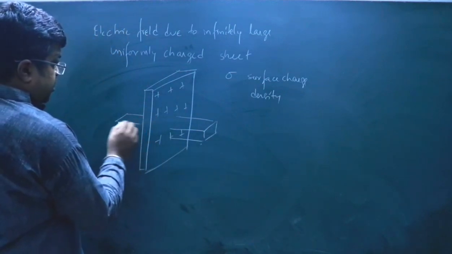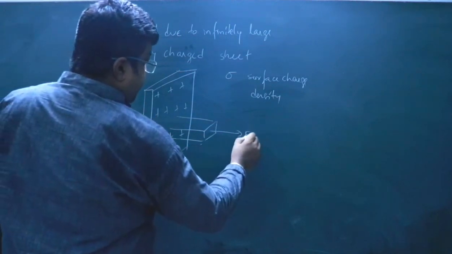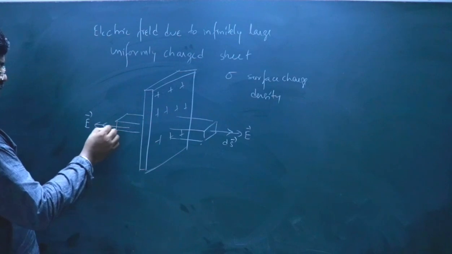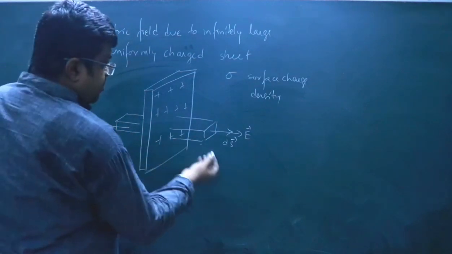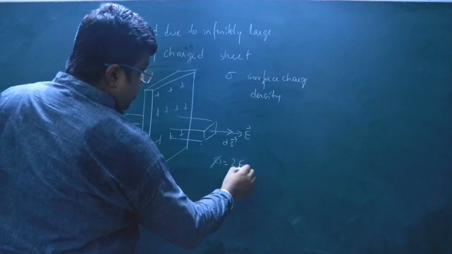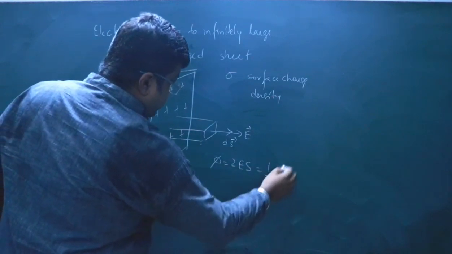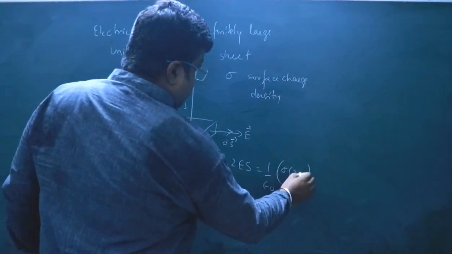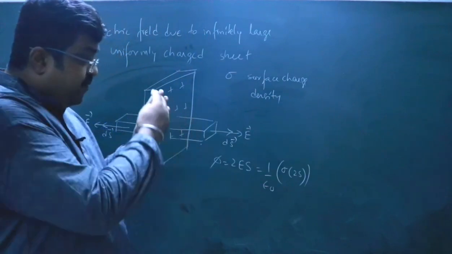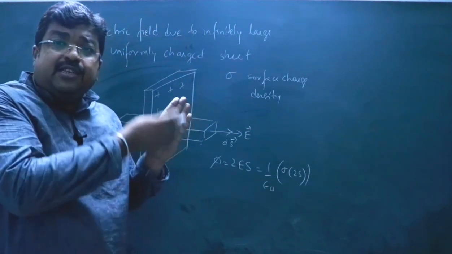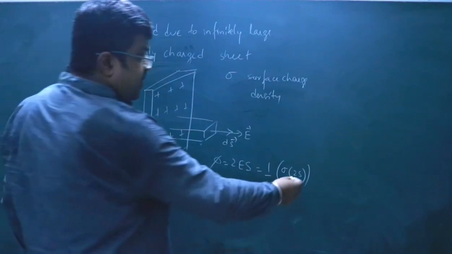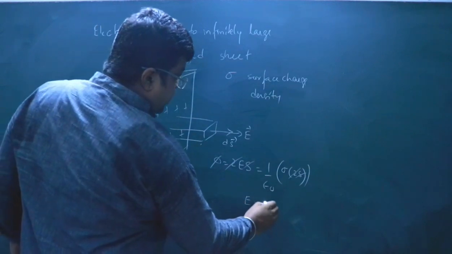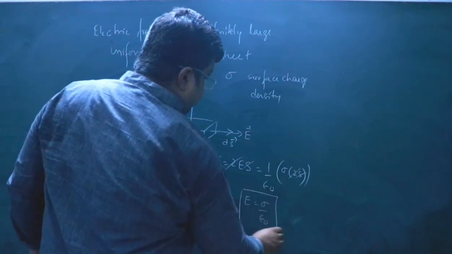So this is the Gaussian surface. In this direction we have E and ds, and here also we have E and ds. Similar to the previous one, phi is equal to 2Es, which is equal to 1 by epsilon naught times the enclosed charge. Now here the enclosed charge will be sigma into twice s. Why twice s? Because now we have two different surfaces, charges are on two different surfaces. So this 2 and 2 cancel out, this s cancels out, and we have E is equal to sigma by epsilon naught.